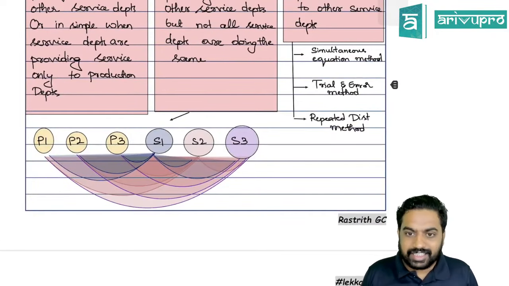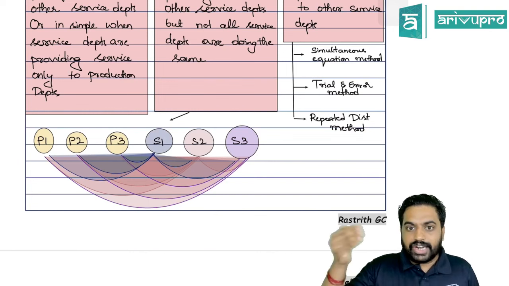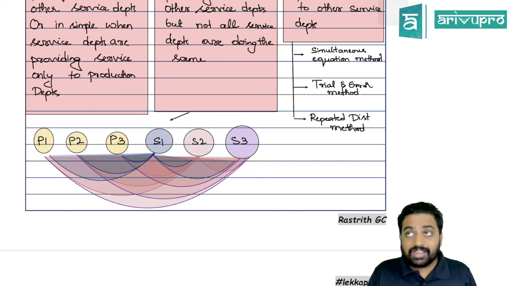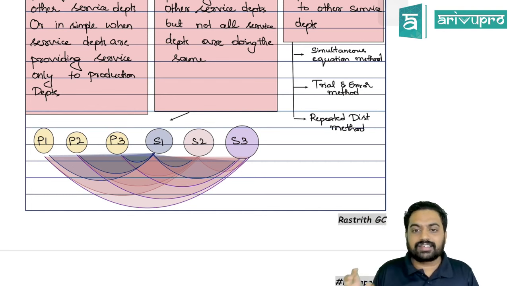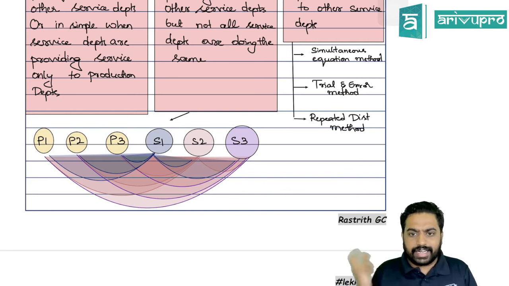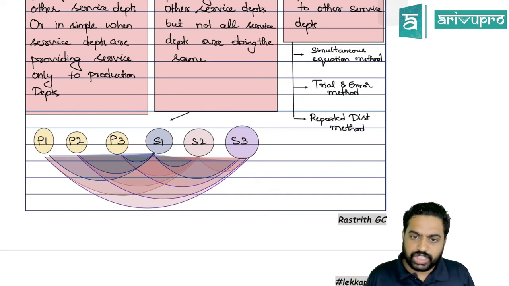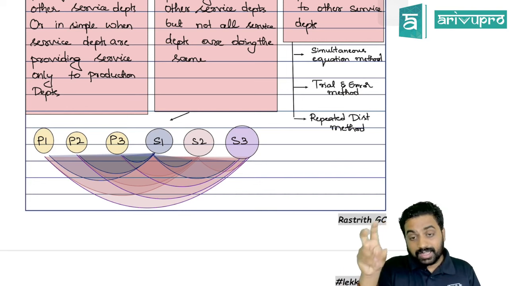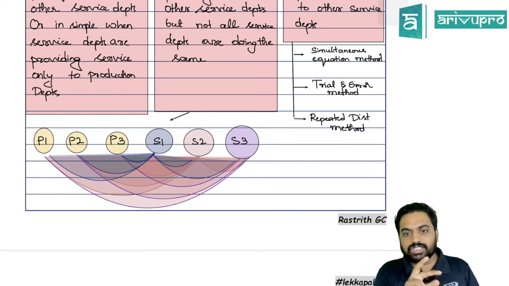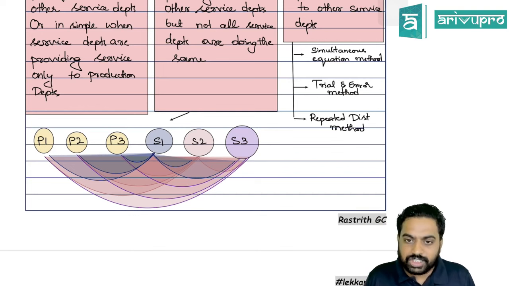The reciprocal methods are of three kinds: simultaneous equation method, trial and error method, and repeated distribution method. In the repeated distribution method, what we are going to do, sir, is apportion again and again until some service department overhead comes to 0 or decimals, charging it to the different production departments and service departments.